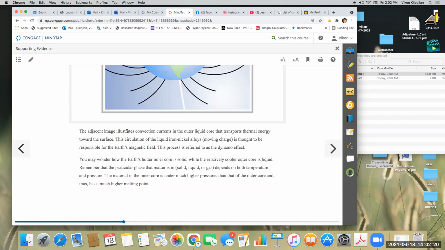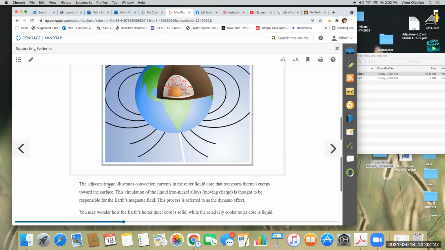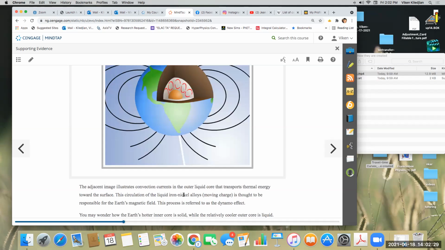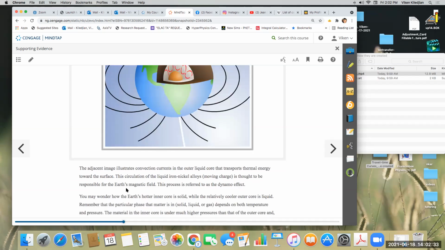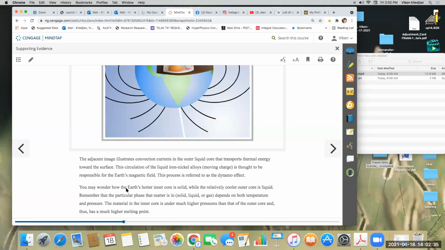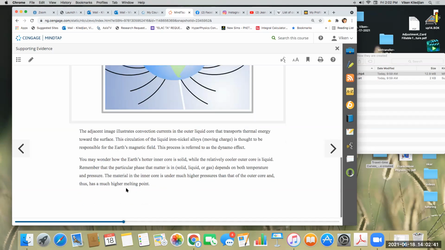The adjacent image illustrates convection currents in the outer liquid core that transport thermal energy towards the surface. This circulation of liquid iron-nickel alloys is thought to be responsible for the Earth's magnetic field. This process is referred to as the Dynamo Effect.